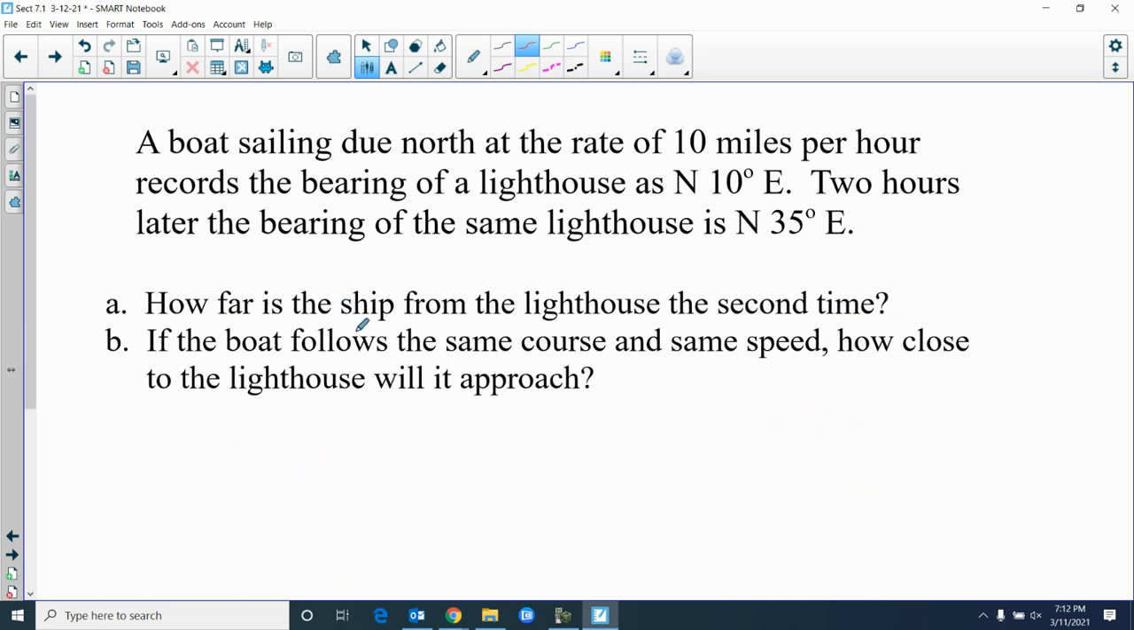All right, an example that deals with bearing. A boat is sailing due north at a rate of 10 miles per hour. The boat records the bearing of a lighthouse as north 10 degrees east. 2 hours later, the bearing of the same lighthouse is north 35 degrees east. Okay, 2 parts we have to answer. How far is the ship from the lighthouse the second time? And if the boat follows the same course and same speed, how close to the lighthouse will it approach?